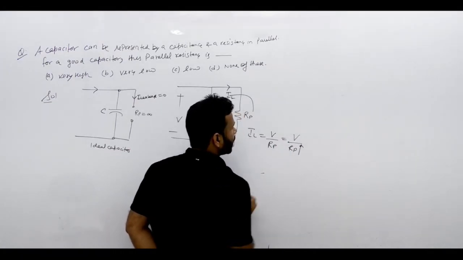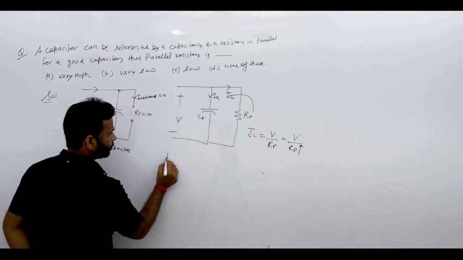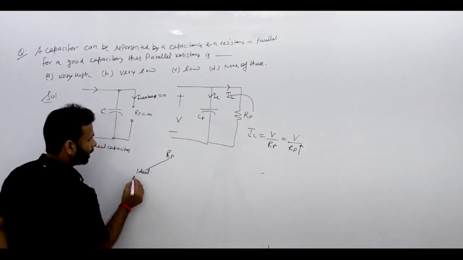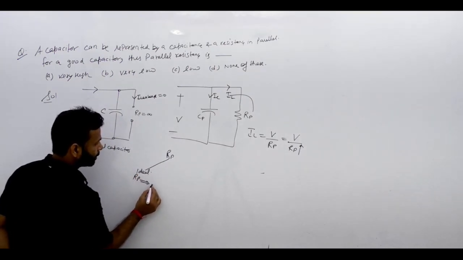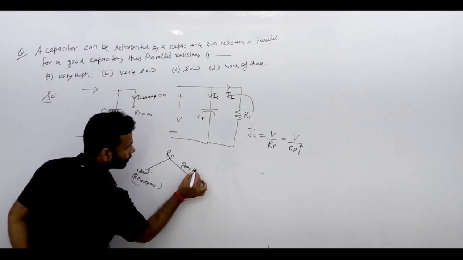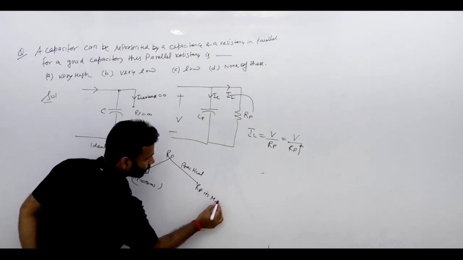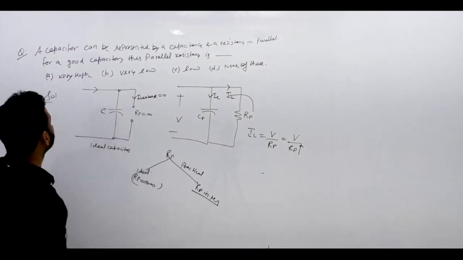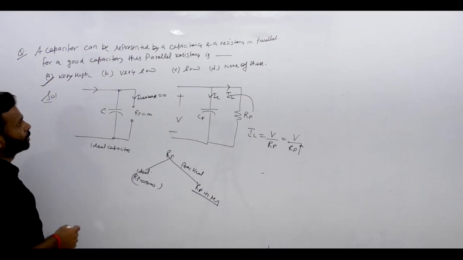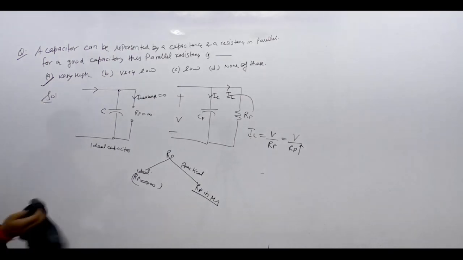So to have the minimum current, this should be very, very high. So in general, this RP for an ideal capacitor should be infinite. But for practical purposes, RP should be in mega ohm. So let's check the answer. It should be very, very high. So this is answer number A. Let's move ahead.